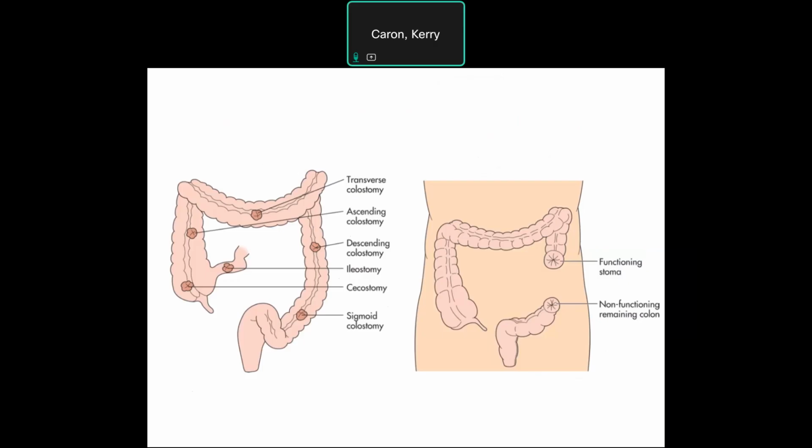If you were to have a colostomy, or an opening in your colon, the location of that opening, or stoma, would determine how solid or liquid the stool is that comes out. If you had a colostomy and a functioning stoma over here in the ascending or even transverse colon, it's going to be more liquid because the water hasn't had a chance to be removed in the colon yet. Descending or sigmoid would be solid.